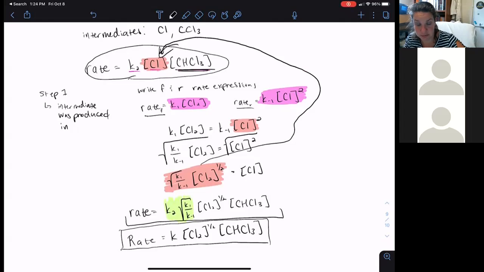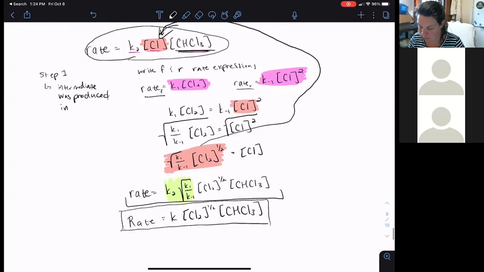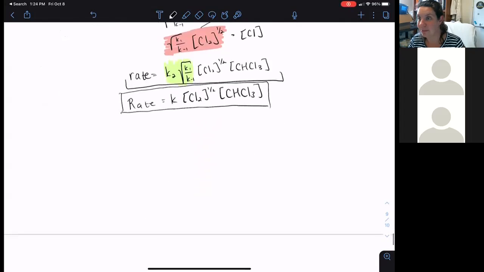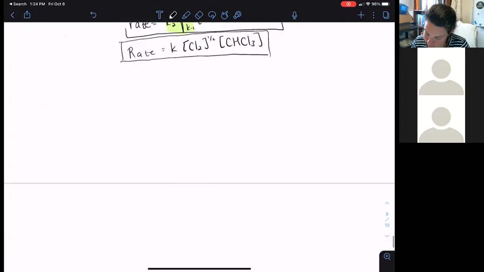Did you want to try one more or look at one more? Yes. Yeah, the stuff we're doing this week for equilibrium is pretty easy. Okay, let's try another one.